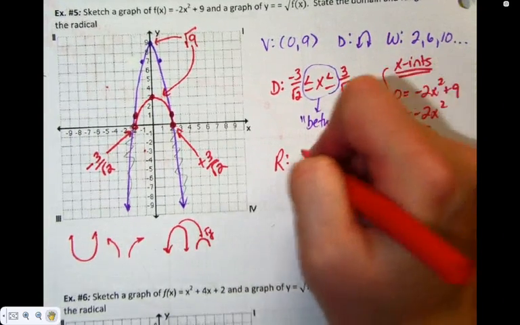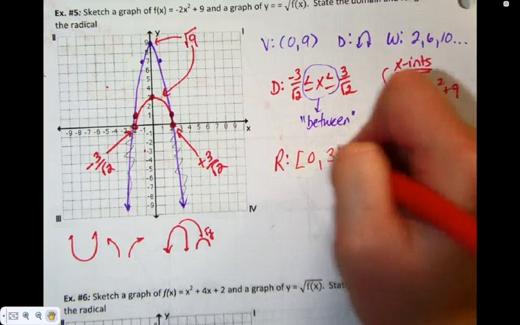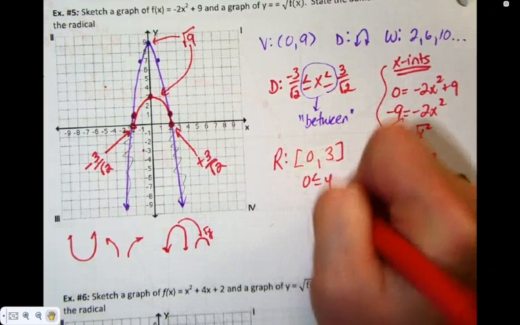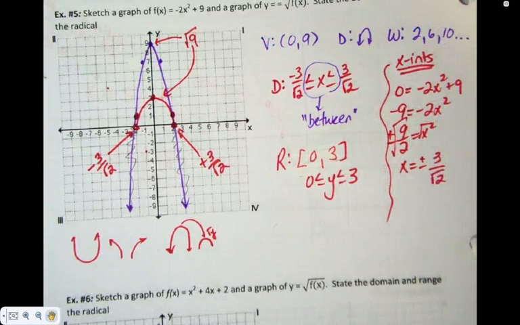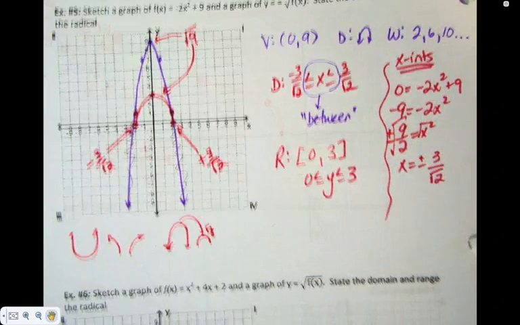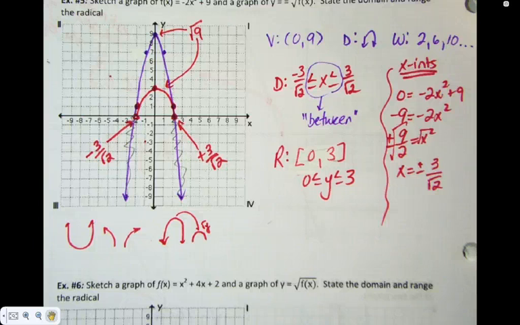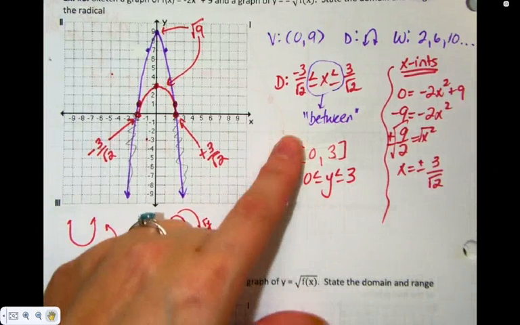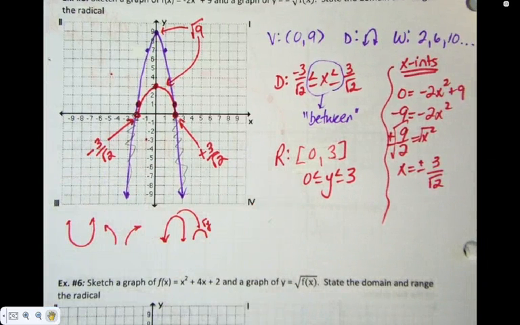But now we can't, because it's between 0 and 3, or 0 less than or equal to y less than or equal to 3. It may be different, because I like variety and I like to show you all ways. It may be a different range, but you still can't square root a negative number.